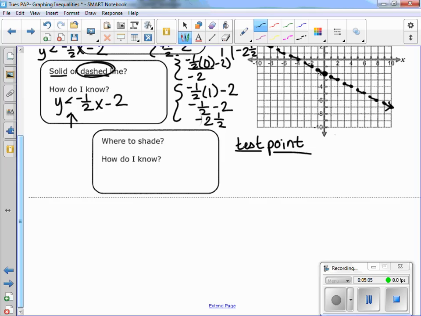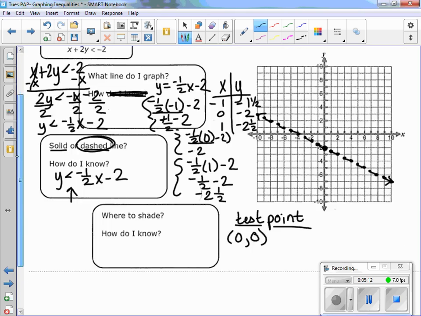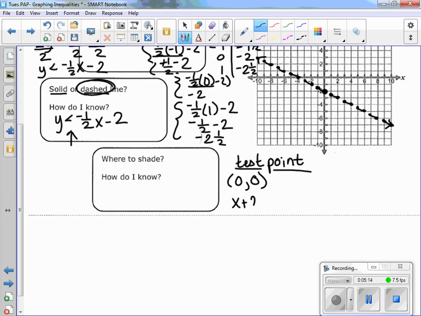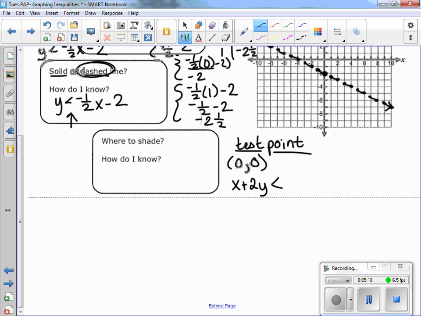The reason I pick 0, 0 is because it's very easy to plug in. Just like yesterday, I'm going to plug into my original, which is x plus 2y is less than negative 2. So 0 plus 2 times 0 is less than negative 2, which is 0 plus 0 is less than negative 2. That gives me 0 is less than negative 2. Is this a true statement? 0 less than negative 2?